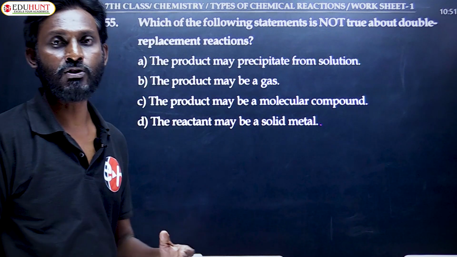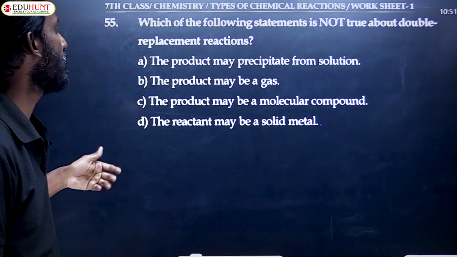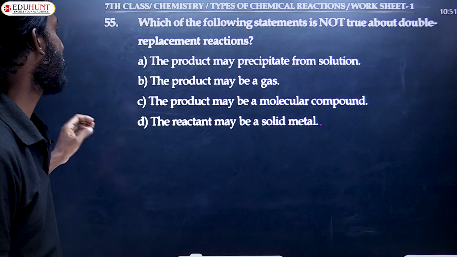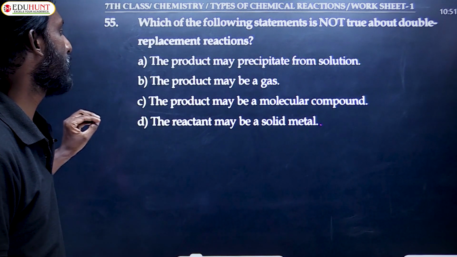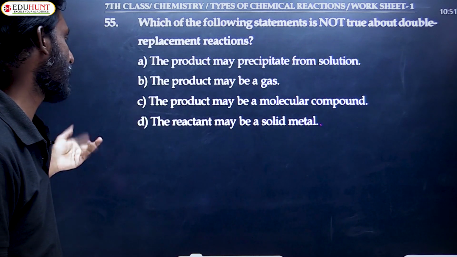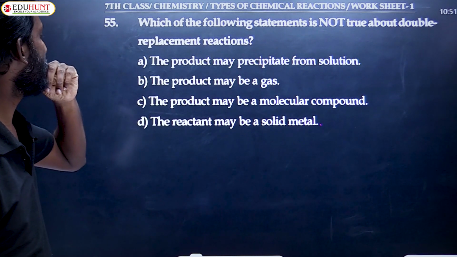55. Which of the following statements is not true about double displacement? Products may precipitate from solution. Yes, that is correct. The products may be gas. Yes, product can be gas. The product may be a molecular compound. Yes. The reactant may be solid metal.